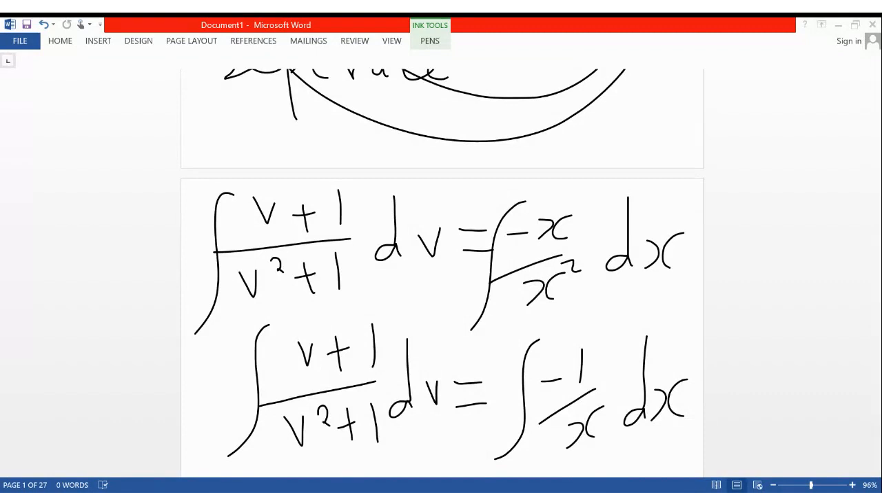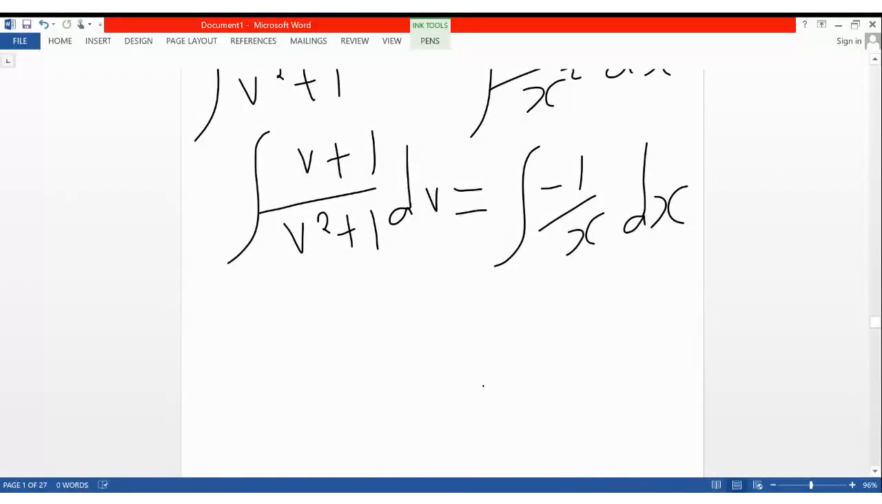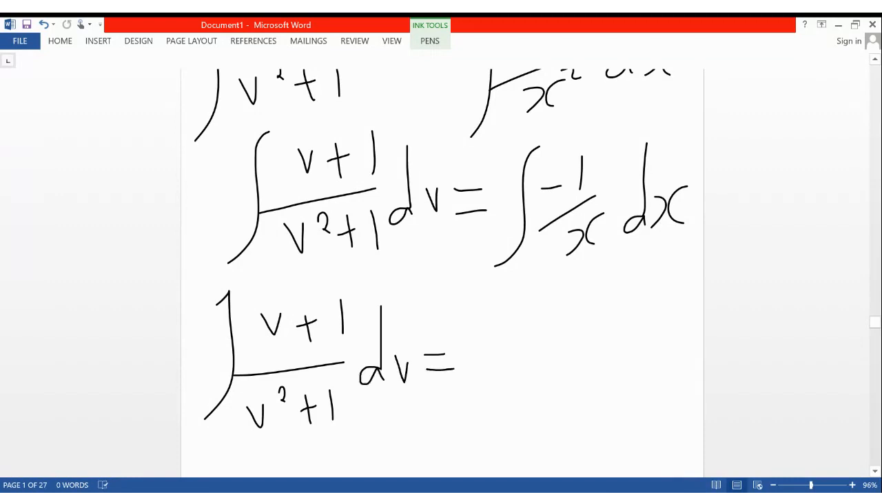This one I will leave it hanging. You'll be able to give me the answer next time. So I'll give you a hint: v plus 1 all over v squared plus 1. If you don't know how to integrate, you are done. So I'll distribute the denominator. It's easy to distribute the denominator.